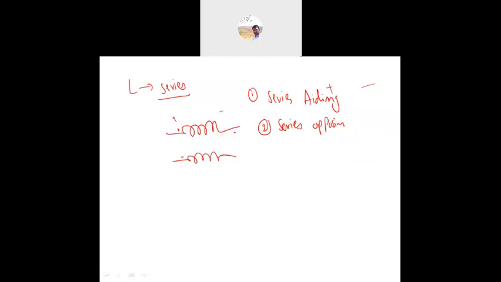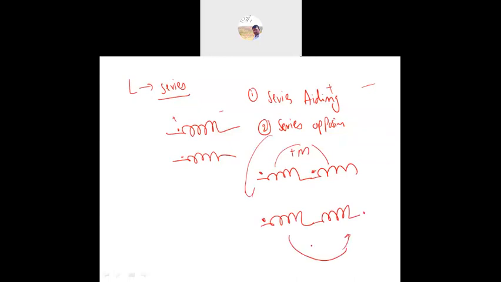Series aiding means the magnetic fields of the two coils are in the same direction. Due to this connection, the magnetic field increases, and it is called series aiding. In series opposing, due to the variation, the magnetic field will be decreased. So this is called series opposing. In series aiding the magnetic field increases; in series opposing the magnetic field decreases.